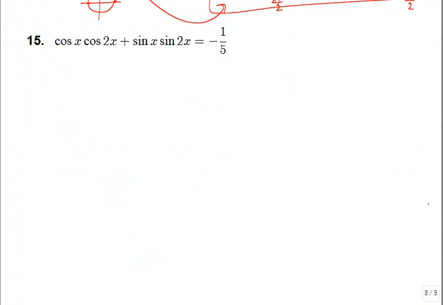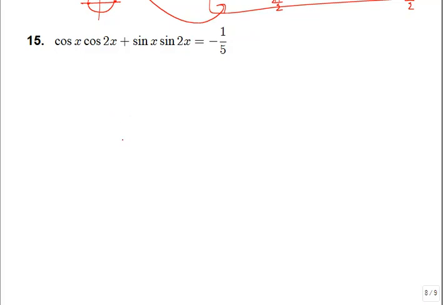Okay, next example here. Cosine x, cosine 2x plus sine x, sine 2x. Now on this one we have sines and cosines, we have double angles here, so you have lots of options. One thing you might be tempted to do is to use a double angle identity for cosine and a double angle identity for sine, substitute those in, and it will work for you. However, it's going to take you quite a few steps probably to make it work.